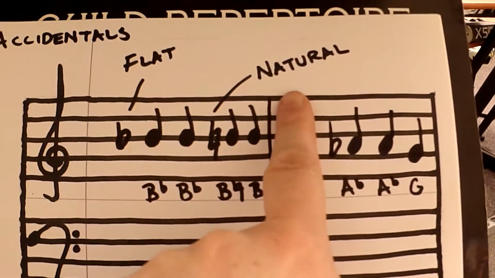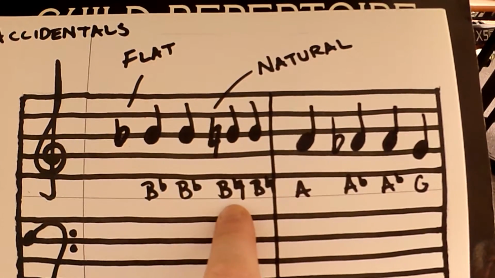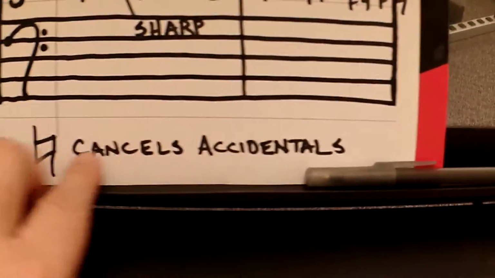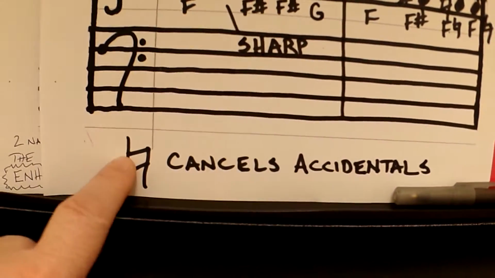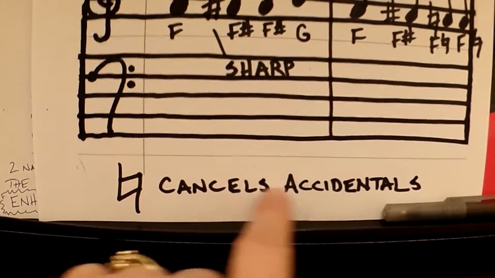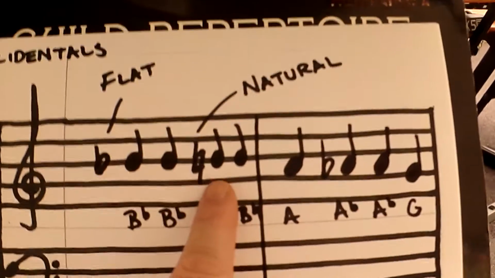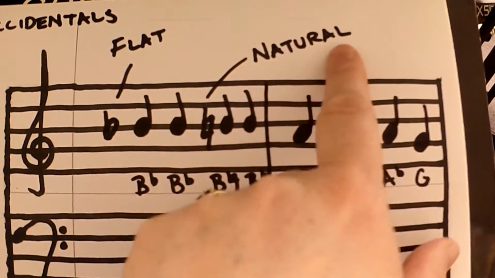you have a natural sign that makes it go back to B natural. So here's a natural sign. Here's a little bit bigger picture of a natural sign. So it's kind of like two L's. That cancels out your accidental. That cancels out your flat or your sharp. So now this will be good for the rest of the measure.